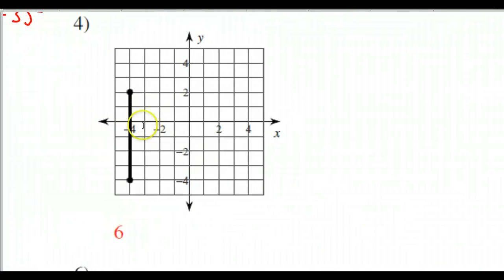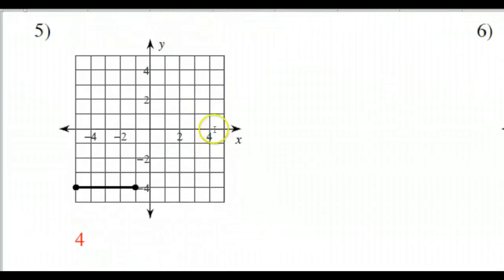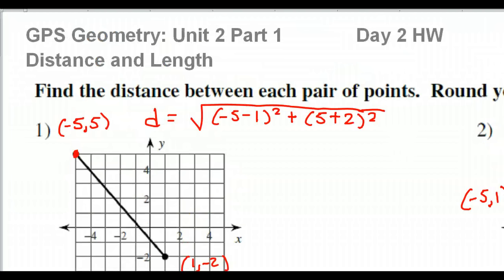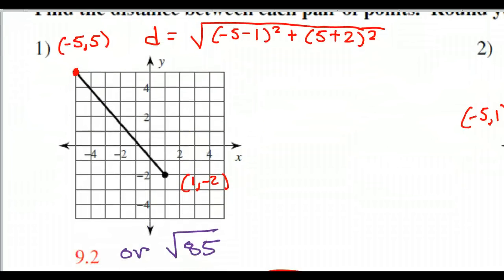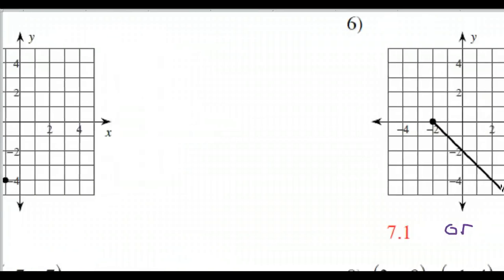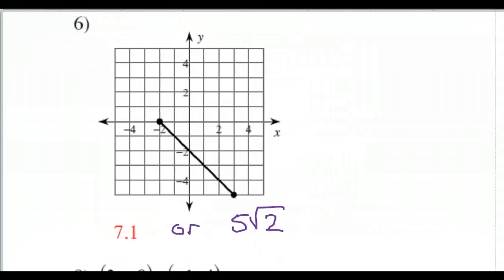For number 4, we don't have to do any distance formulas. We can just count the squares. 1, 2, 3, 4, 5, 6. This is 6 units long. Bam! 6. Done. Number 5. Same thing. There's no point in doing the distance formula. I mean, I could. Did it say I had to? It just says find the distance between each pair of points. It didn't say I had to use the distance formula. 1, 2, 3, 4. It's 4. It would kind of be silly to do the distance formula when it's a horizontal line or a vertical line.